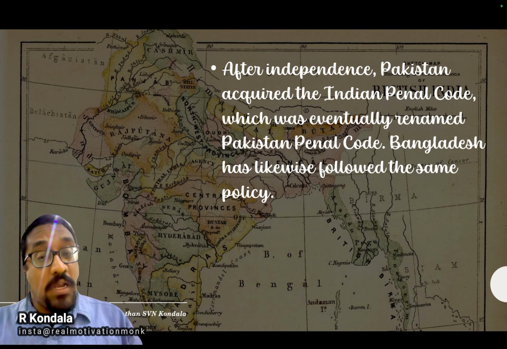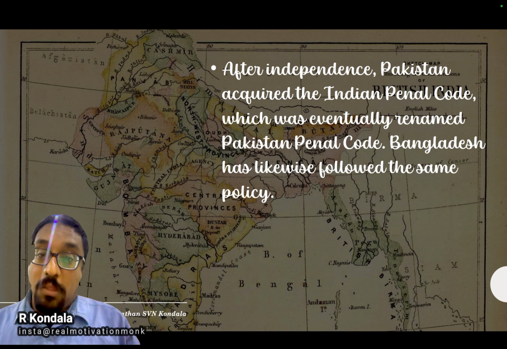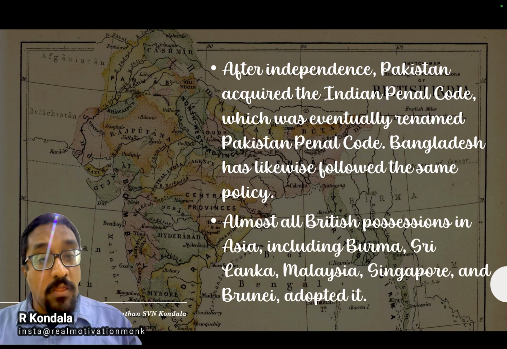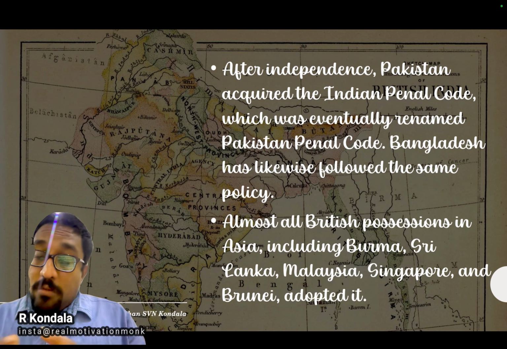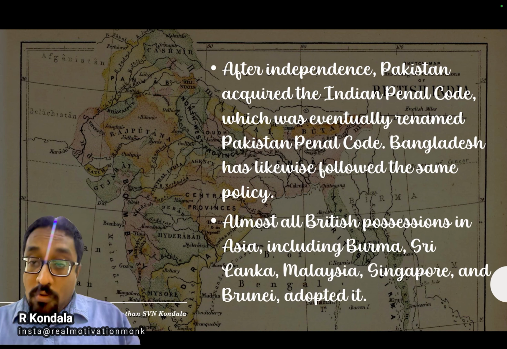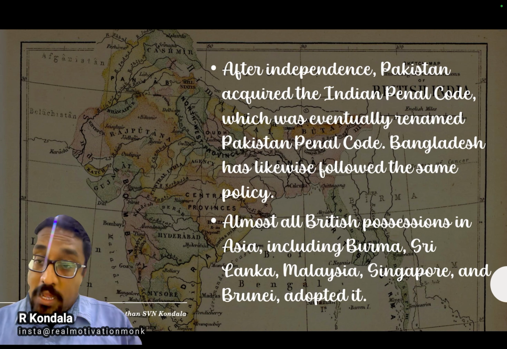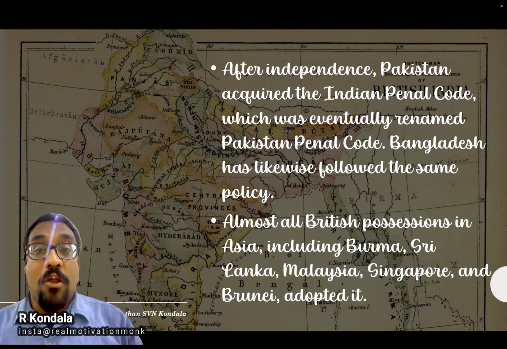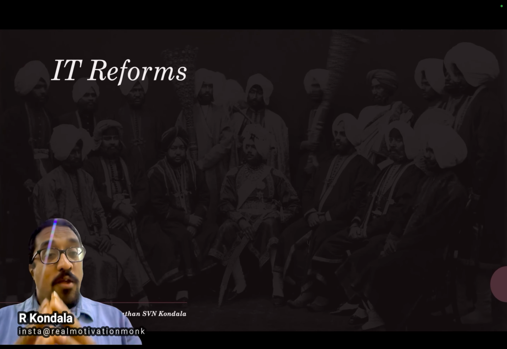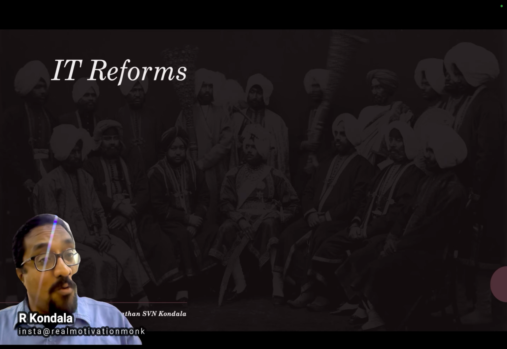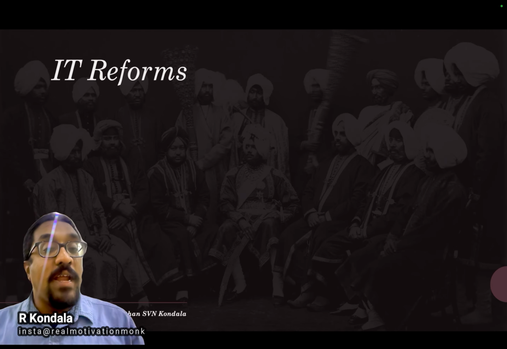After independence, Pakistan acquired the Indian Penal Code, which eventually came to be called the Pakistan Penal Code. Bangladesh also had a similar code called the Bangladesh Penal Code. Many other British possessions of South Asia, including Burma, Sri Lanka, Malaysia, Singapore and Brunei, adopted exactly the same penal codes. Lord Canning is also known for introducing the tax reforms.